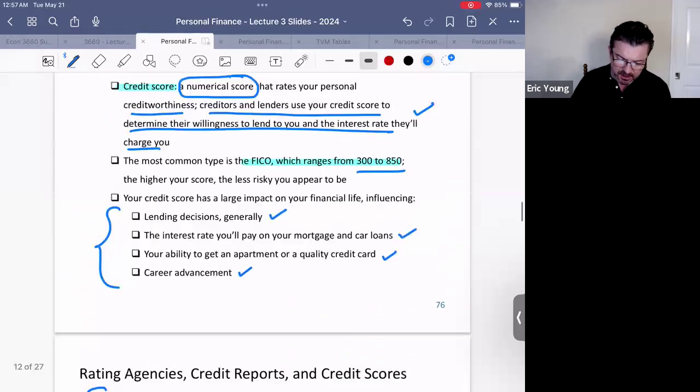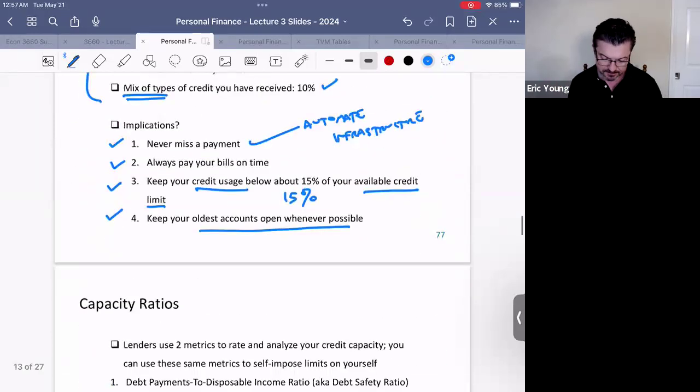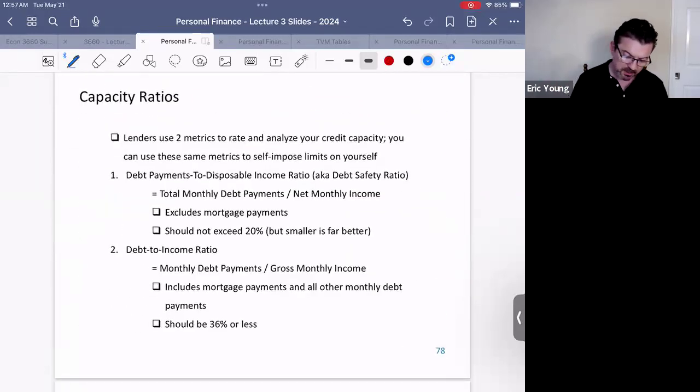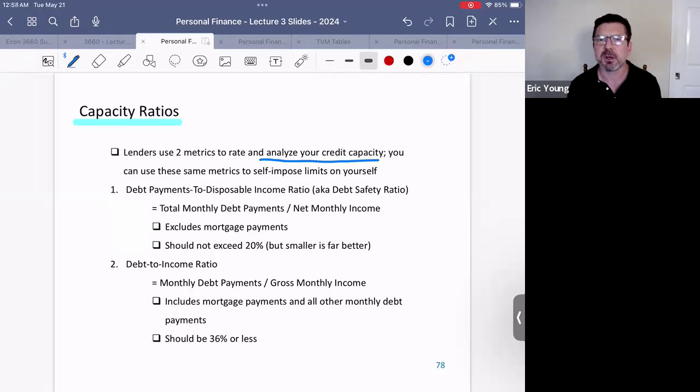I had set up here that lenders and creditors look at your credit score, and therefore you should too, because you want to see what they see. Same thing here. We have in finance this tool called capacity ratio. Big idea is that lenders, when they're deciding if you're going to get a loan or not, are going to analyze your credit capacity. Credit capacity is basically, are you going to have the ability to pay this off, or are you going to be a threat to default? They use 2 main metrics to judge this.